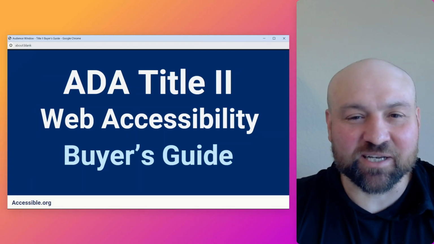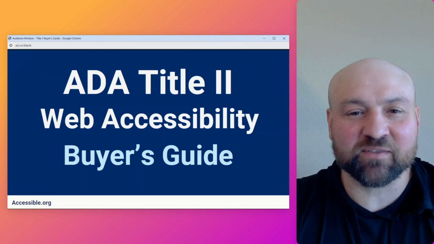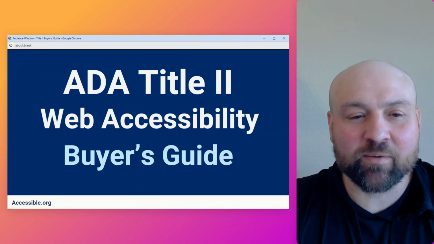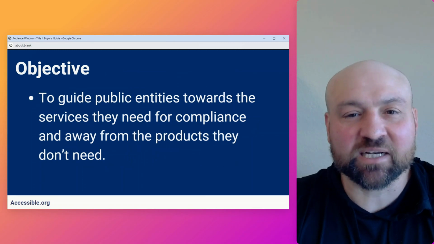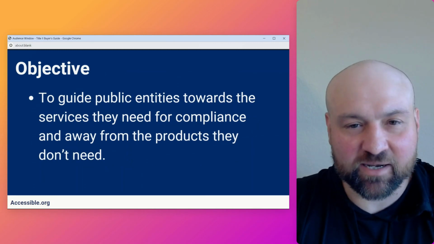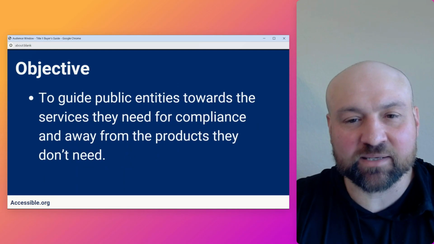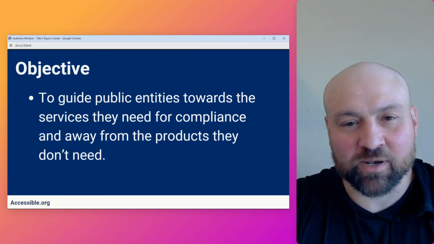Let's talk about entering the digital accessibility marketplace. The title of this presentation is ADA Title II Web Accessibility Buyer's Guide, and at the bottom of the slides is accessible.org. The objective of this presentation is to guide public entities towards the services they need for compliance and away from the products they don't need.